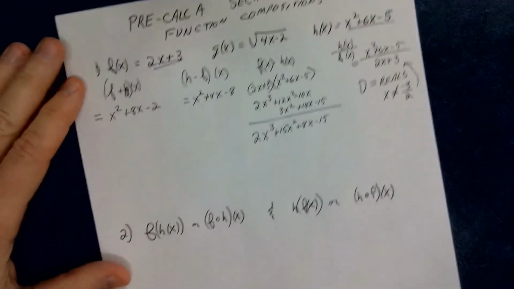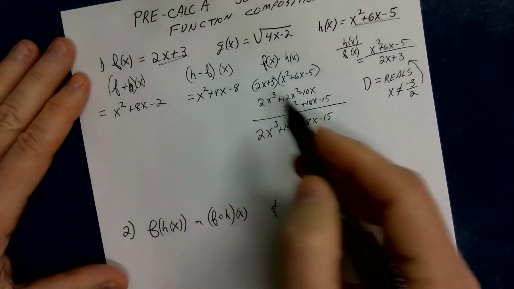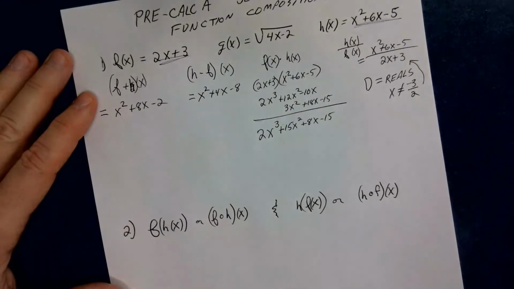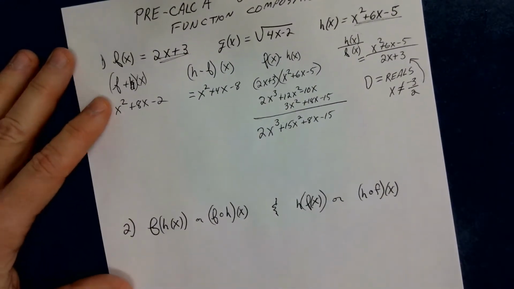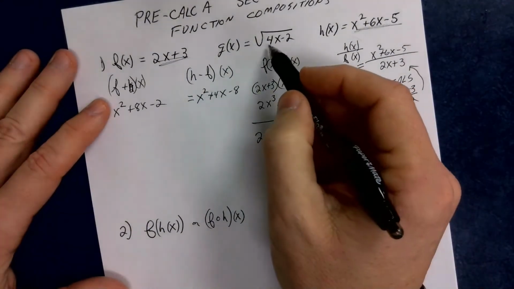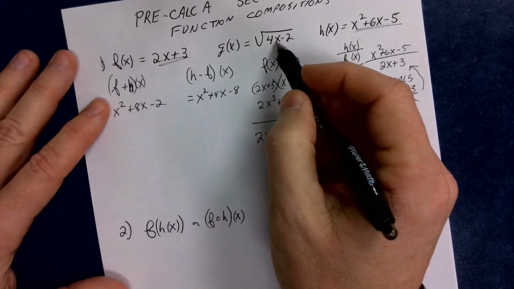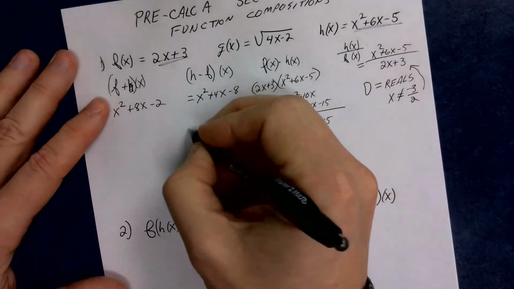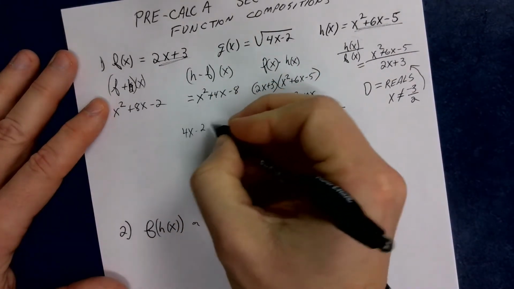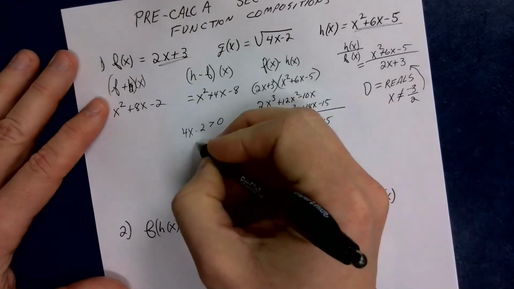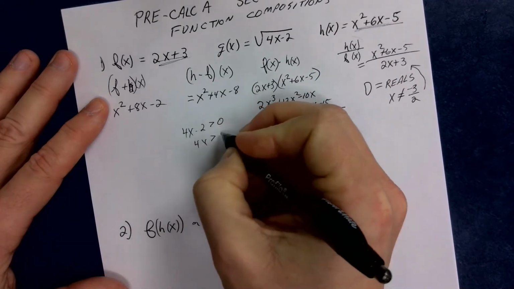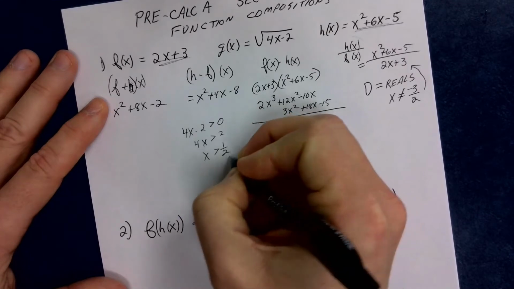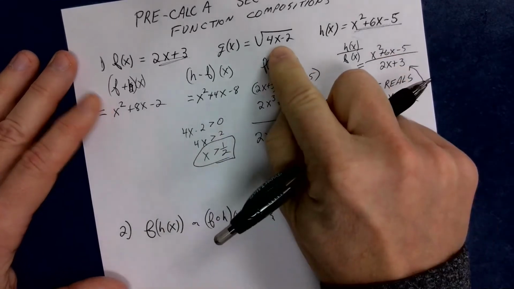Okay. So again, addition, subtraction, multiplication, and division, and then knowing about domains and ranges and if they change or don't change. We know that right here, the domain of this one, the number underneath the radical has to be positive, so 4x minus 2 has to be greater than 0. So 4x is greater than 2, and x must be greater than 1/2. So the domain of that one changes.